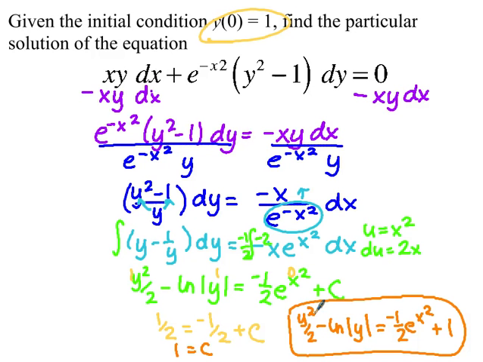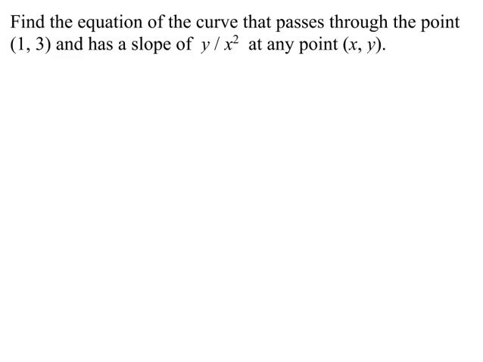Okay, so once again, we're pretty much doing the same thing on every problem. First of all, we're separating the variables, integrating, and then finding the solution. Questions? We have one more quick one we're going to look at, and then we'll call it good for today. Find the equation of the curve that passes through the point (1, 3) and has a slope of y over x squared at any point (x, y).